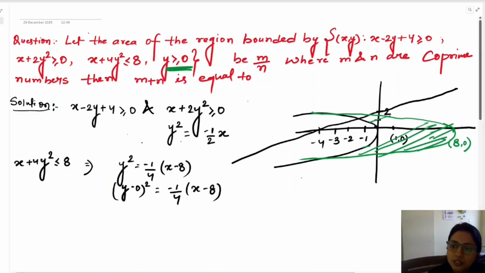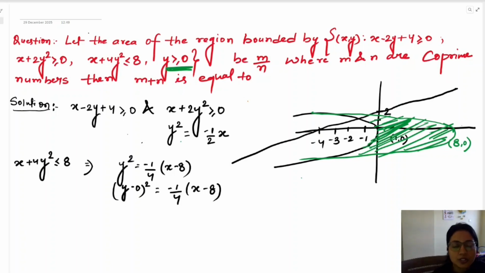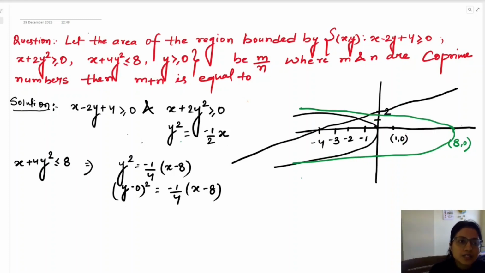One more thing, you need to check the shaded region for the third parabola as well. When you check it, the interior part of the parabola comes out as the shaded region. Since we are taking y greater than or equal to 0, we will only be taking the upper part. So our actual shaded region is this one.